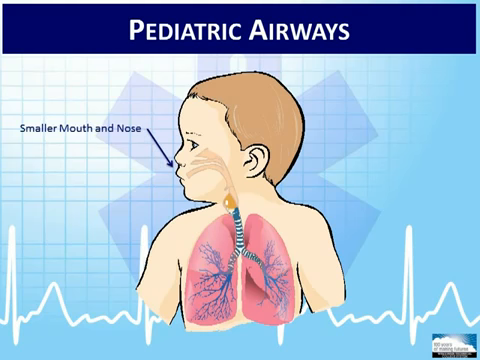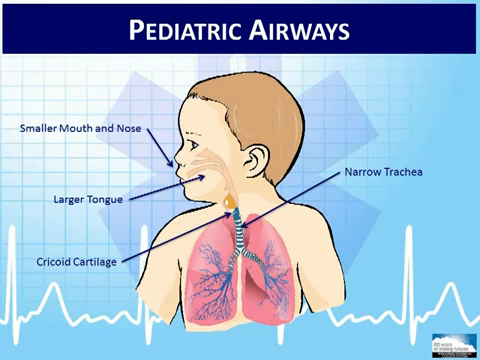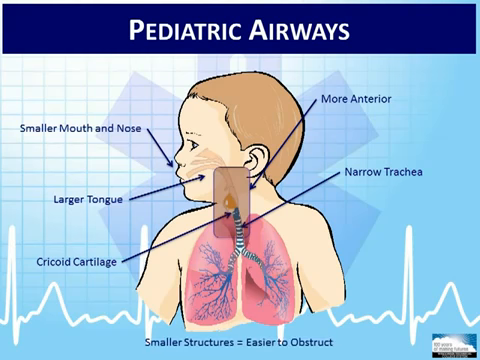Mouth and nose are smaller. The tongue is proportionally larger, taking up more relative space in the oral cavity. Trachea is narrower. Cricoid cartilage is less rigid and developed. Airway structures are more anterior and the head is proportionally larger than the rest of the body, making airway maintenance more difficult. Given that the airway structures are smaller than in an adult, obstructions occur with greater ease.